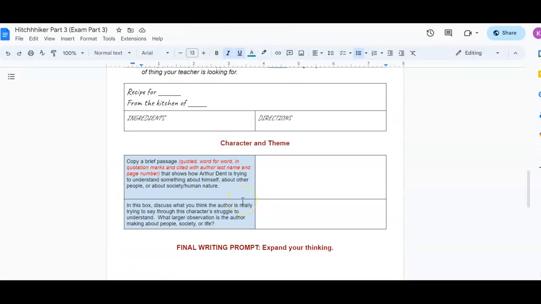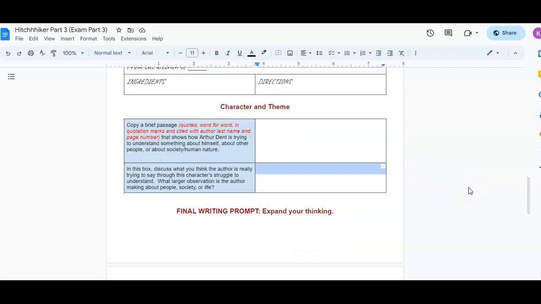Then you're going to explore character and theme. Copy a brief passage, quoted word for word in quotation marks and cited with the author's last name and page number, that shows how Arthur Dent is trying to understand something about himself, other people, or society and human nature. In this box right here, discuss what you think the author is really trying to say through this character's struggle to understand. What larger observation is the author making about people, society, or life?